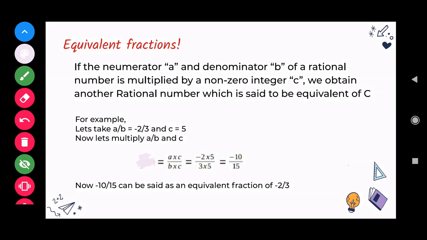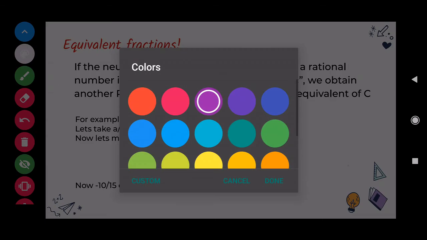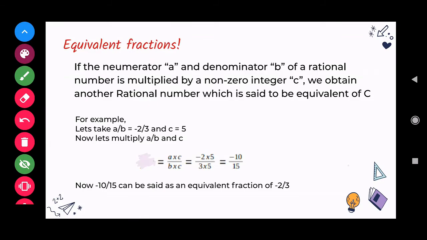So let's get into our next topic, which is equivalent fractions. What are equivalent fractions? Equivalent fractions are nothing but fractions which are equal. Let's say we have a fraction a by b. We multiply this fraction's numerator a and denominator b both by an integer c. Let's say we multiply a into c and b into c.